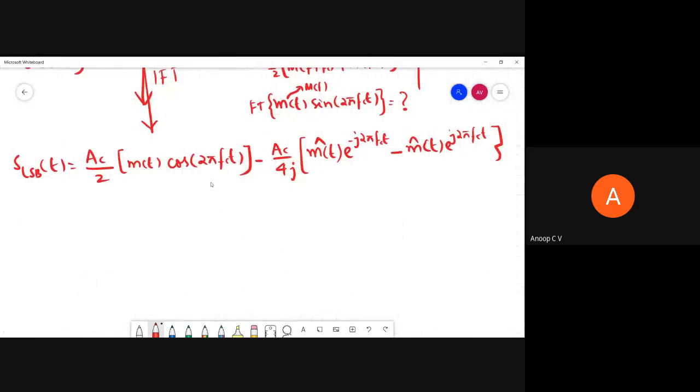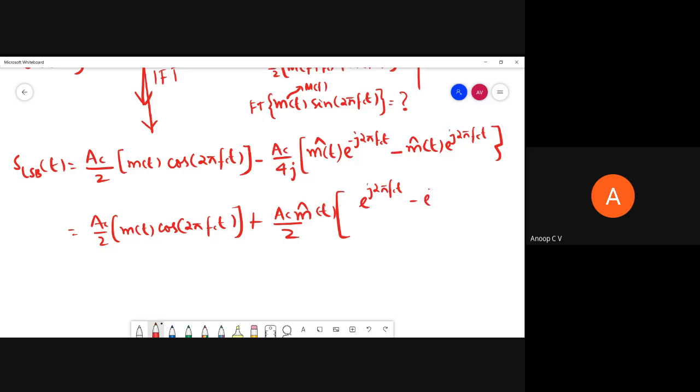So this much we have now. Again I'll write Ac/2 m(t) cos 2πfct. Then this minus, if I take it inside, and m cap of t also I can take as common, I'm slightly rearranging, so it will be plus Ac/2 m cap of t, there is a reason why I'm doing this, into (e^(j2πfct) minus e^(−j2πfct)) whole divided by 2j, right?